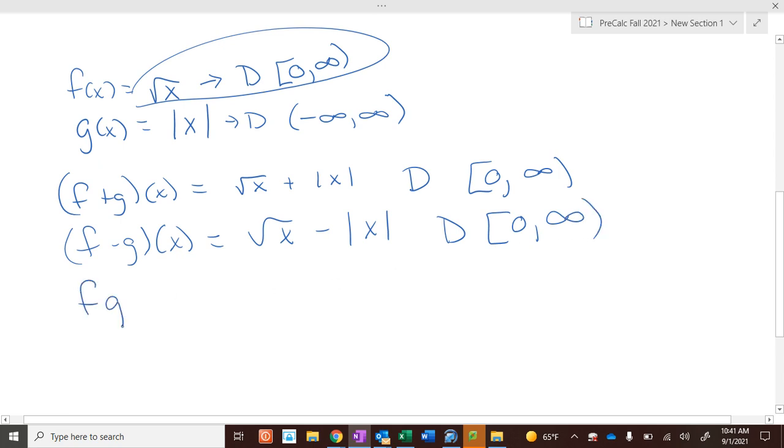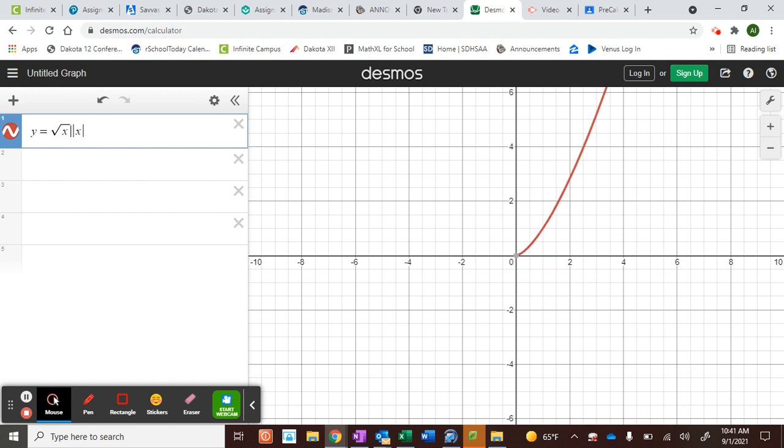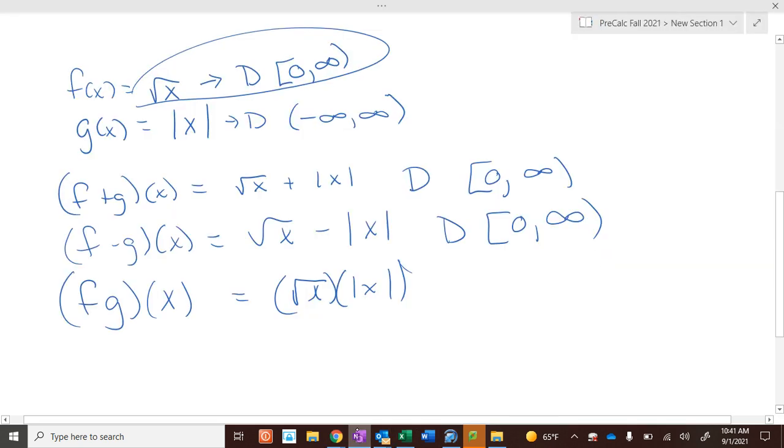What's f times g of x going to look like? Well, it's going to be the square root of x times the absolute value of x. Just going to look like that. So if we look at that crazy graph, we're going to take this out and put in a multiplication symbol. And there we go. Looks like that. Okay? Does that change the domain at all? Domain is still 0 to infinity.